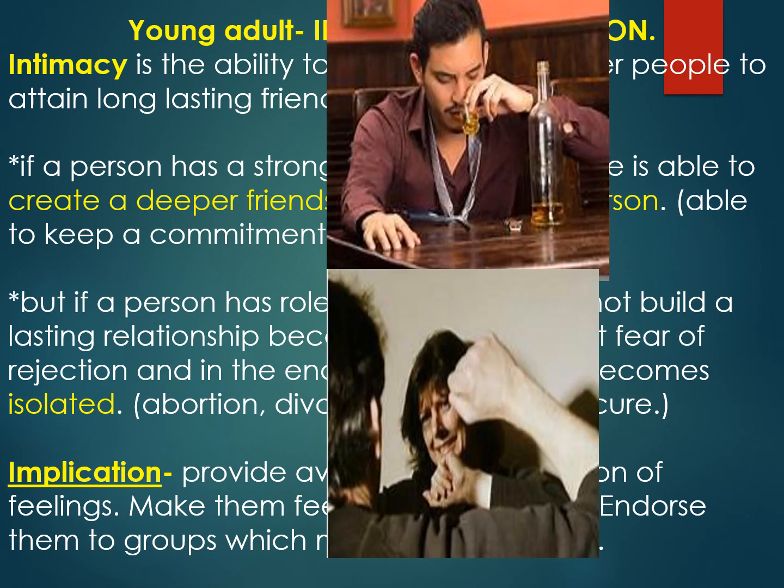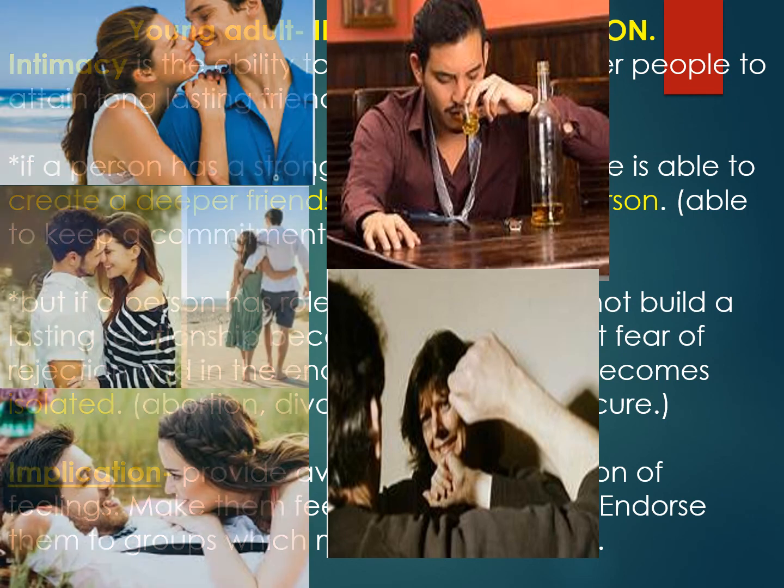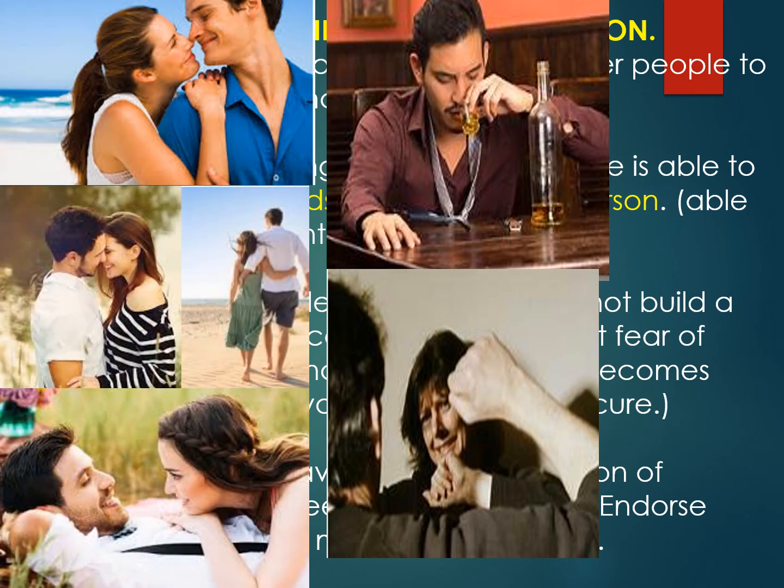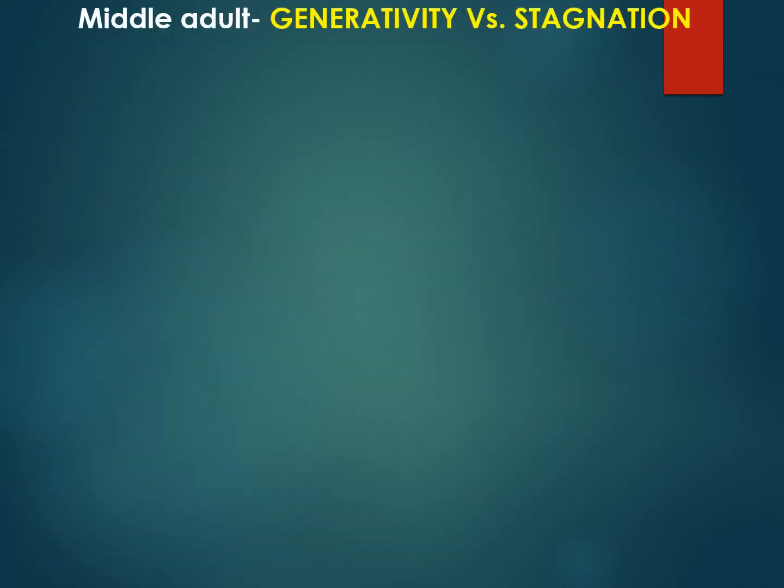So that's what happens when the adult has a sense of isolation. And that's what happens when a person has intimacy. Now we proceed to the middle adults. Most of your parents are already middle adults, and their developmental task is generativity versus stagnation.